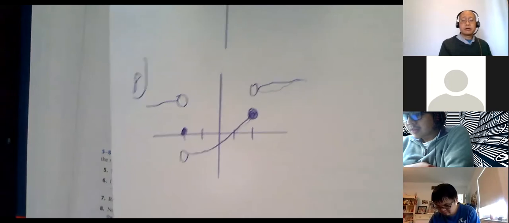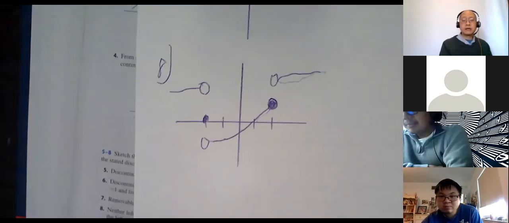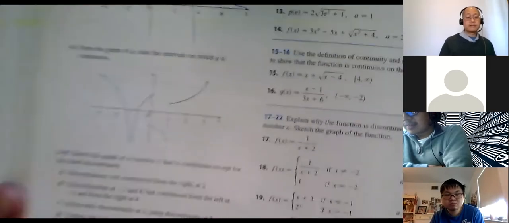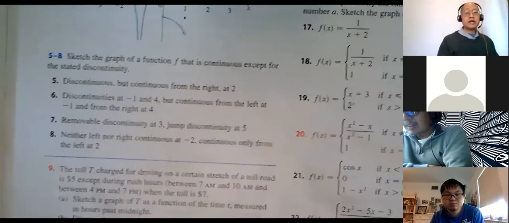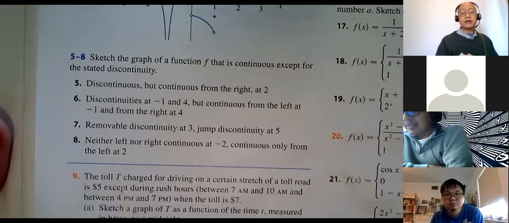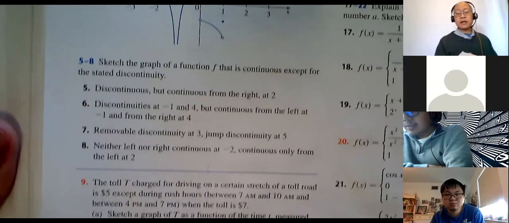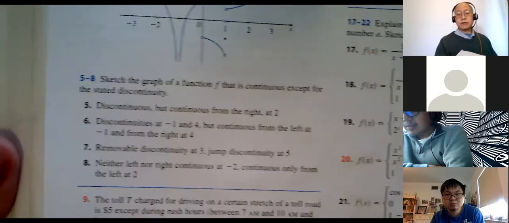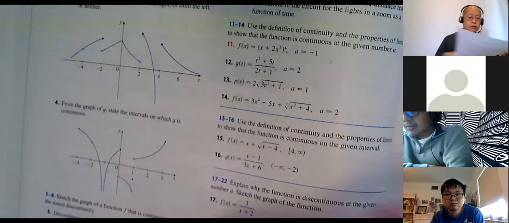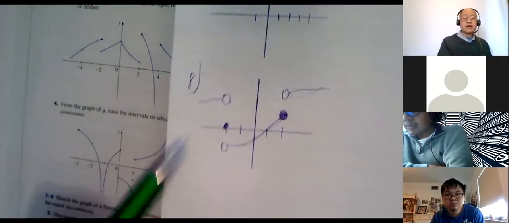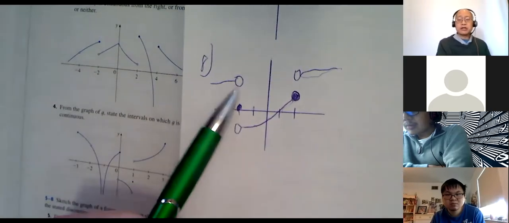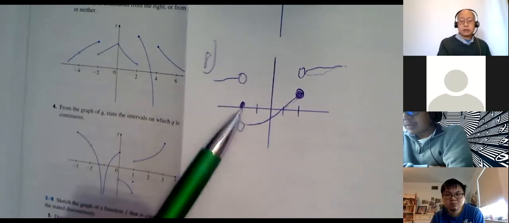And here's an example of what works for number 8. So I'll show it to you, and let's see if we can read that. Number 8, neither left nor right continuous at -2, continuous only from the left at 2. So discontinuities at -2 and 2. It's neither continuous from the left nor the right at -2.